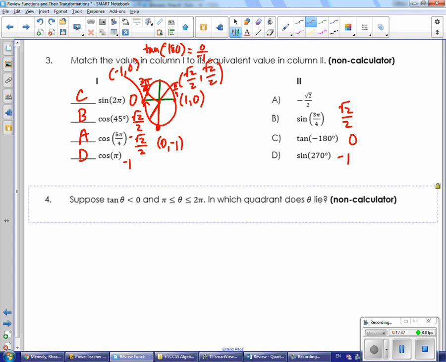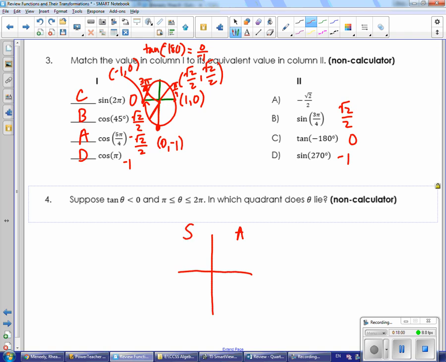Okay? In number 4, it says, suppose the tangent of theta is less than 0, and that pi is less than or equal to theta, which is also less than or equal to 2 pi. Another way of saying that is that our angle is between pi and 2 pi, which essentially means it's going to be in the lower half of the unit circle. And we're wondering, in which quadrant does theta lie? This is a non-calculator section. So this is where you really want to think about that.